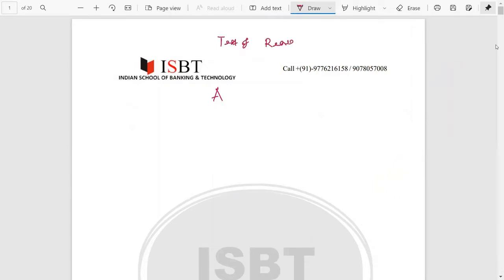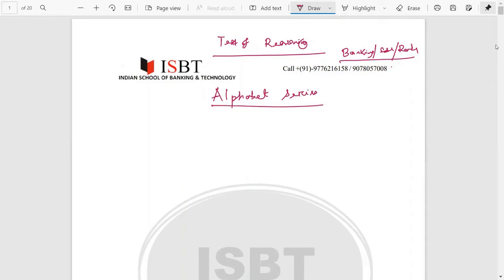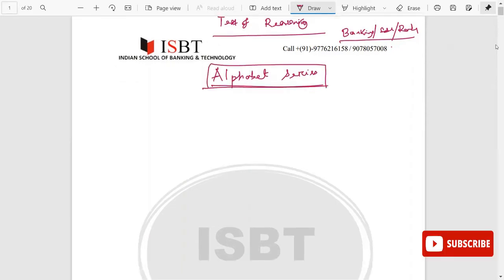especially for banking, SSC, railway, and other examinations. Okay, that is the chapter, alphabet series. So what do you mean by alphabet series? Alphabet means in English it is starting from A to Z. A to Z. So now we take an example.